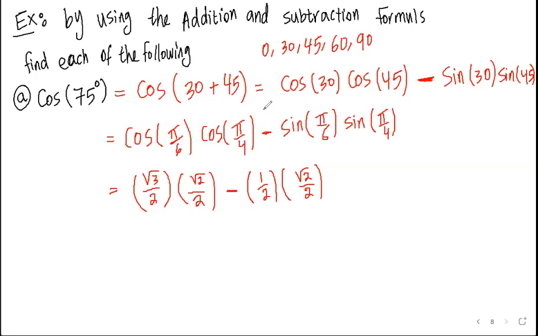Okay. So let me simplify these things here. I now get square root of 3 times square root of 2, which is square root of 6 over 4, minus square root of 2 over 4, and the answer is square root of 6 minus square root of 2, over 4.